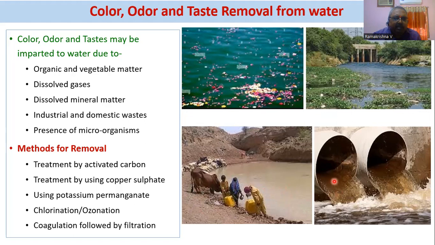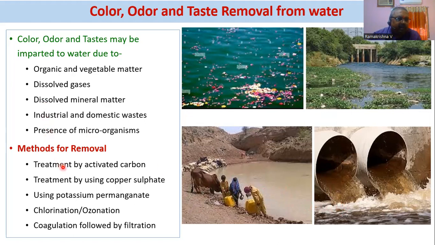And there is a possibility that industrial or domestic wastewater is coming out and joining into some streams at some point of time. So there may be colored wastewater. They give some color and bad smell also to that particular water.